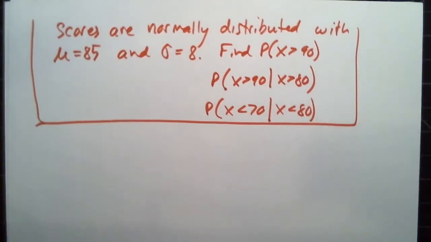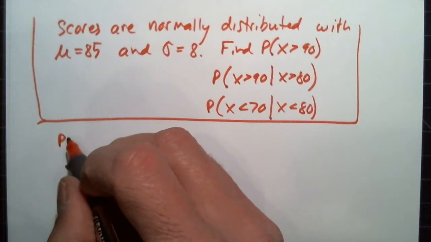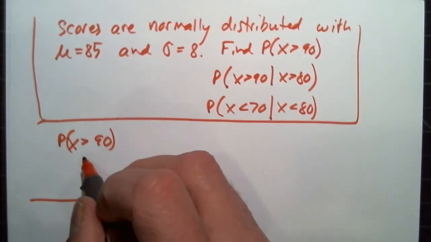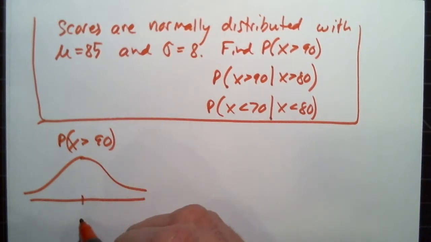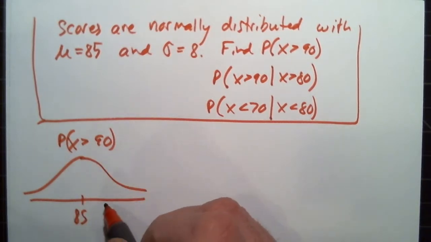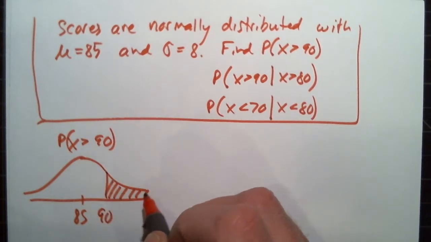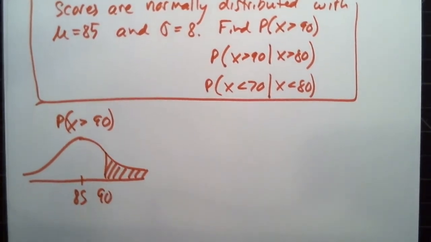All right, so the first one, the probability that x is greater than 90, let's draw the graph for that. And the mean is 85. We're going to go up to 90, and we want to know the probability of being greater than 90.